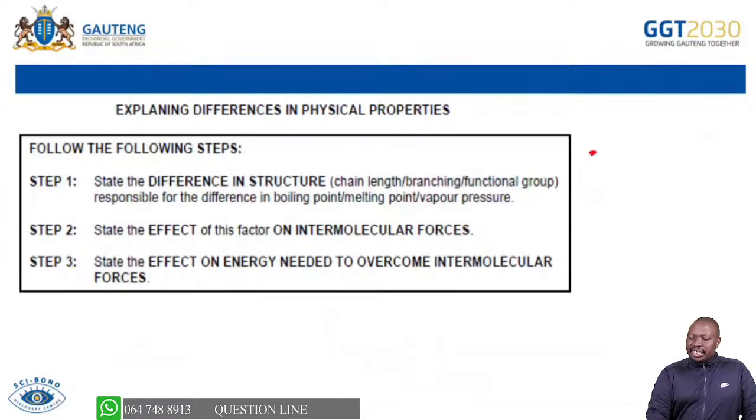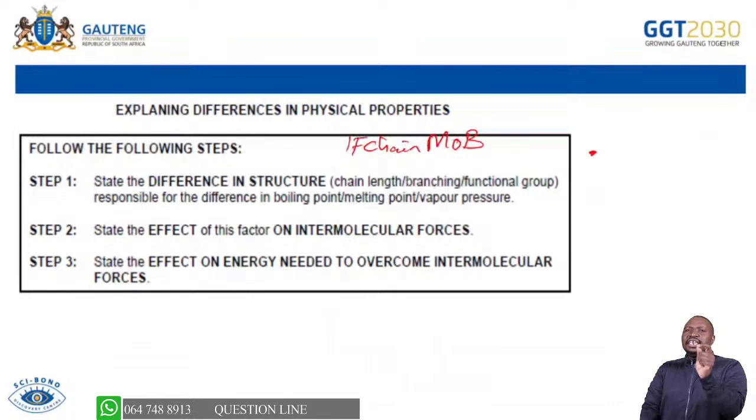So we're saying, state the difference in structure. As I've already told you about the isomer chain there, what is different in the structure? What is different? That is your independent variable. Identify your independent variable.